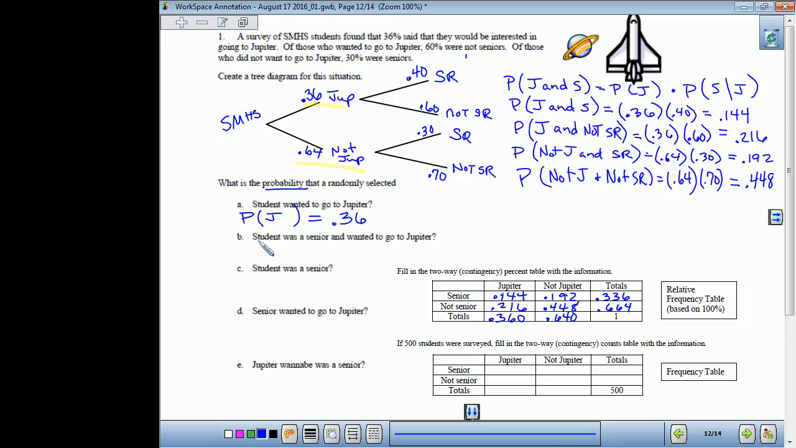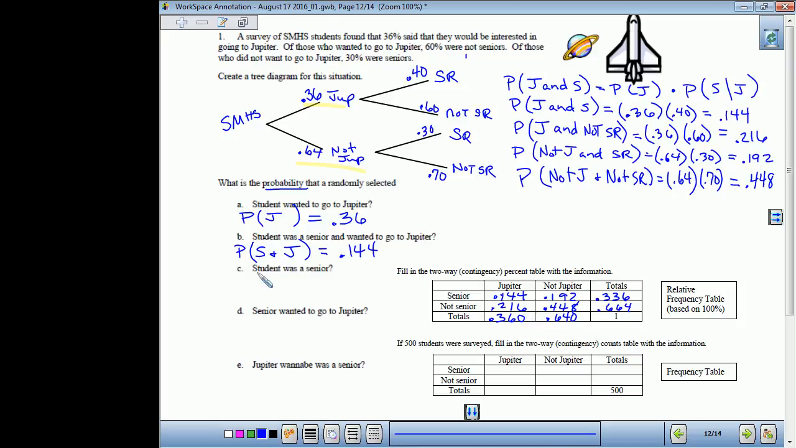All right. A student was a senior and wanted to go to Jupiter. Okay, so we have done the math here, right? Senior and Jupiter, 0.144. And we could read senior Jupiter. Ooh, there it is in the chart. 0.144.